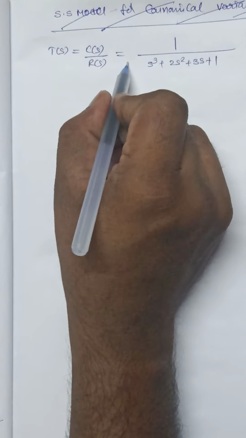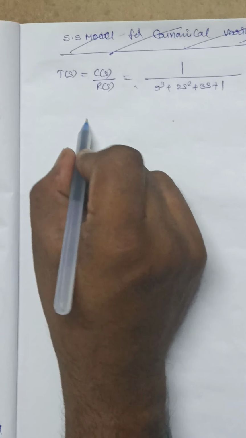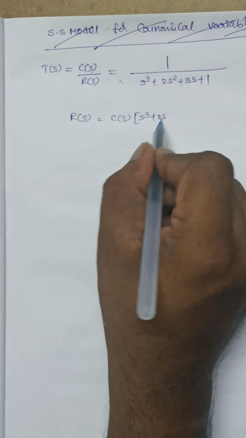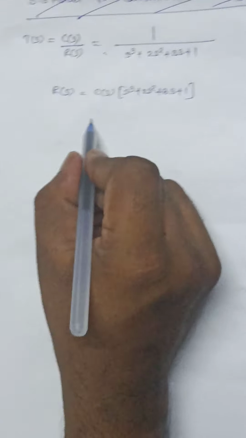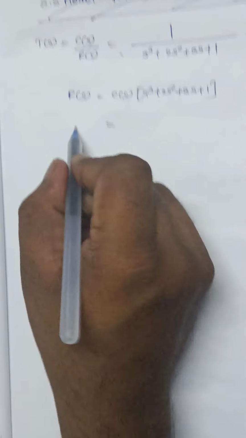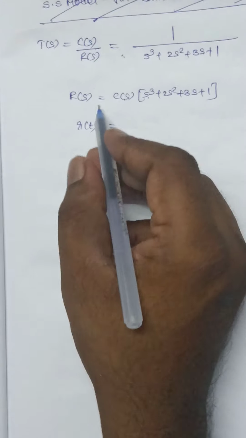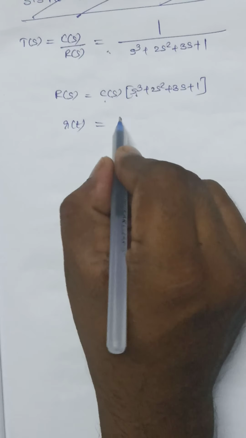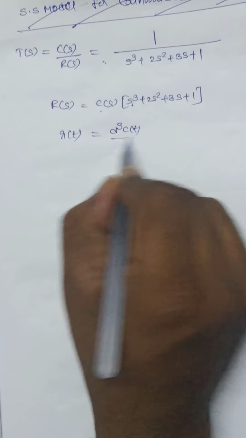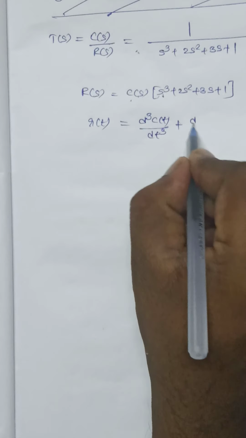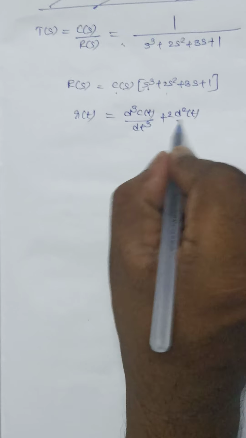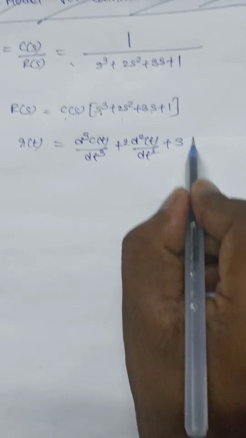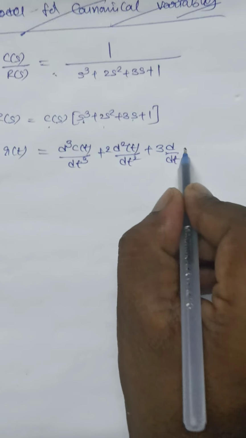Just now we discussed this one. Multiply across, so R of s is equal to C of s into s cube plus 2s square plus 3s plus 1. If I apply the inverse Laplace transform, R of t is equal to d cube C of t divided by dt cube, plus 2 into d square C of t divided by dt square, plus 3 into d by dt of C of t.